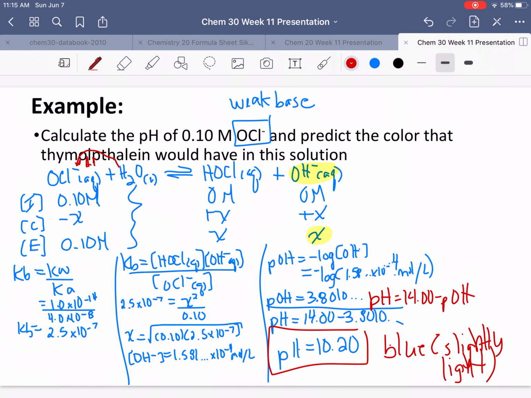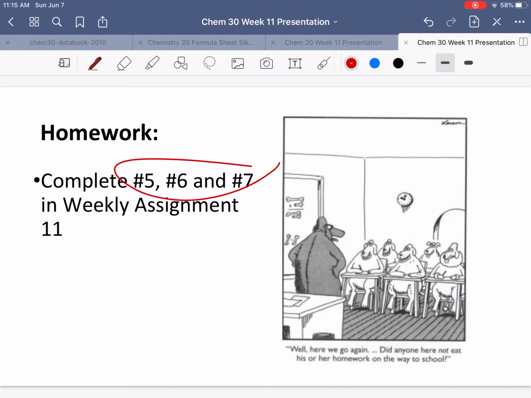Alrighty. And there you have it, our analysis of acids and bases as indicators, right? Okay, 3 questions that you can do here, 5, 6, and 7. Make sure you take the time to do it, right? Go through things, make some sense of them.